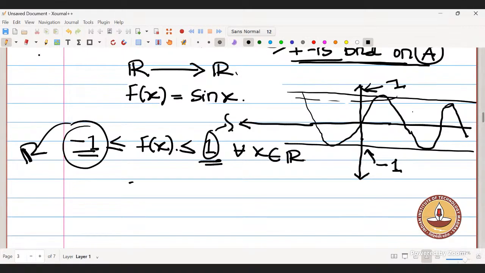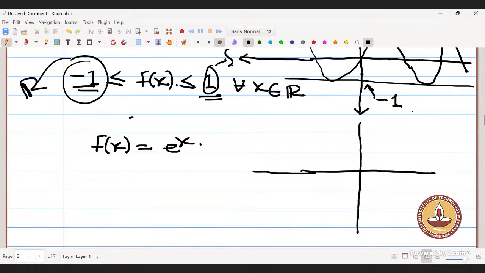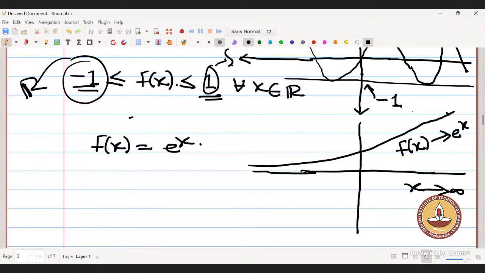So sine x is a bounded function. And similarly, you can say that cos x is also a bounded function, but tan x is not. But if I take, let's say, e power x, what is the graph of this function? It keeps increasing. So if x goes to infinity, this f of x also goes to infinity. So certainly I can say that f of x is always greater than or equal to 0, but I cannot get an s here.